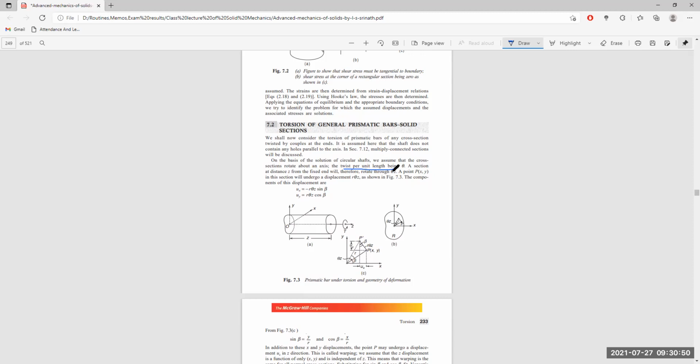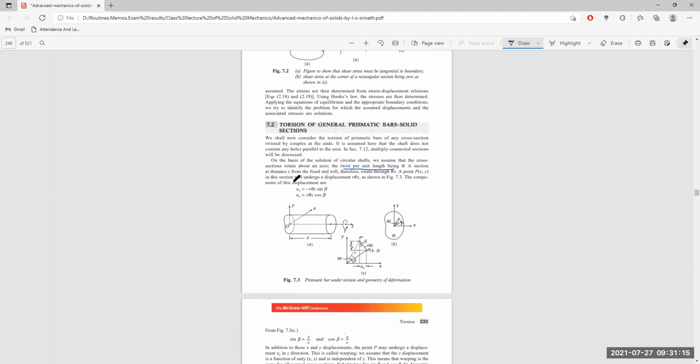Consider a point P in the section, whose coordinates are x, y, where this is the x axis and this is the y axis. This distance is equal to x and this distance is equal to y.